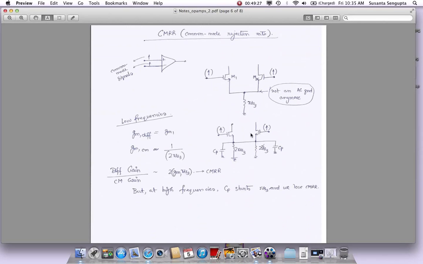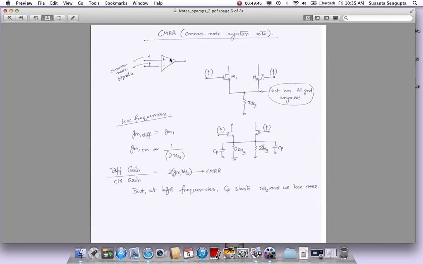Common mode rejection ratio, or common mode. As we said, what common mode means is we have this op amp with these two inputs, and they both could move in the same direction. So you have a differential signal of 0, but both signals could be moving up. That is called a common mode signal.